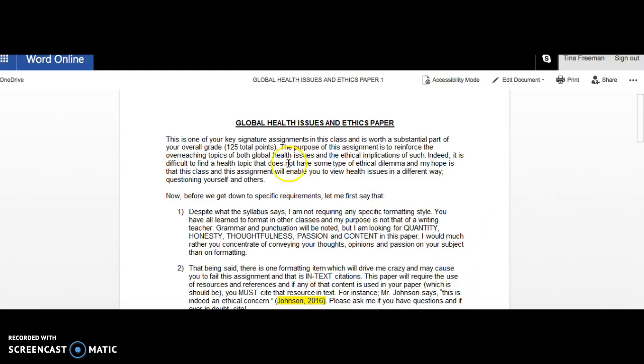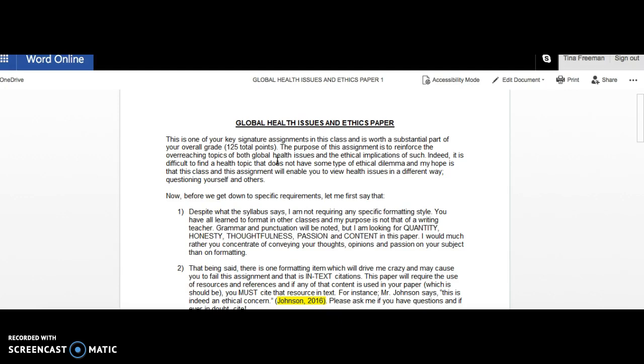So first of all, I want you to note that it is definitely our signature assignment within this class, and it is going to be worth 125 total points. And the purpose of the assignment is to really reinforce how global health issues interact and intersect with different ethics theories. There are really no global health issues that I can think of that don't have some kind of ethical implication, a pros and cons, or some type of ethical position within. So it should be fairly straightforward in that respect.